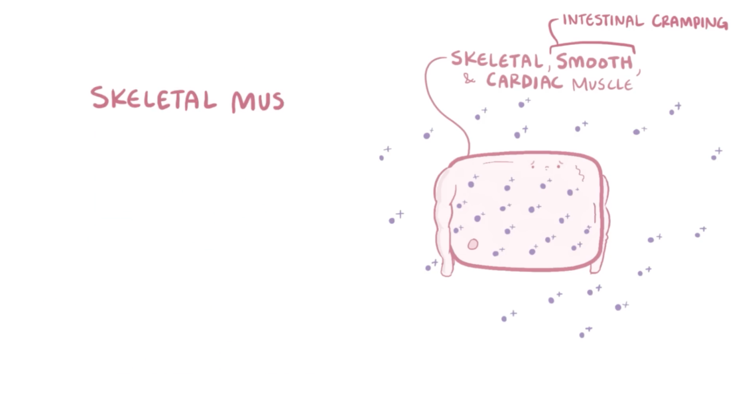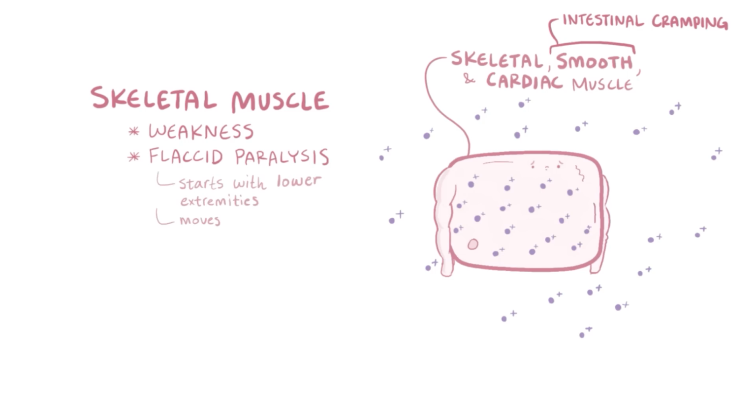In skeletal muscles, this can cause weakness and flaccid paralysis that starts in the lower extremities and ascends upward. Hyperkalemia, though, also affects cardiac muscle contractions, which can lead to cardiac arrhythmias and cardiac arrest.